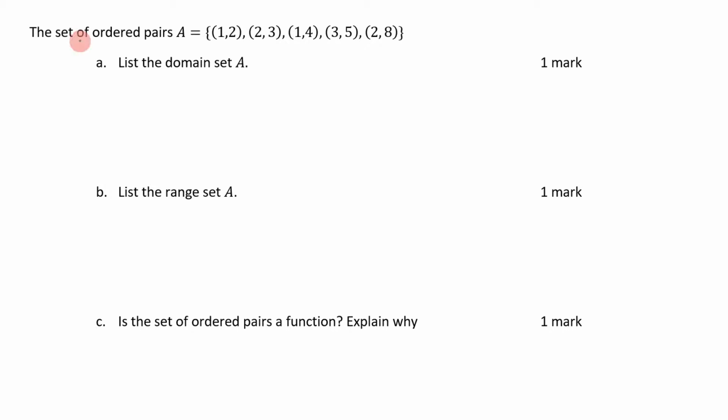Welcome. So we're going to answer this question before us. It says the set of ordered pairs A is this right here. So as you can see, we've been given a set of ordered pairs. First thing we need to do is list the domain of set A.